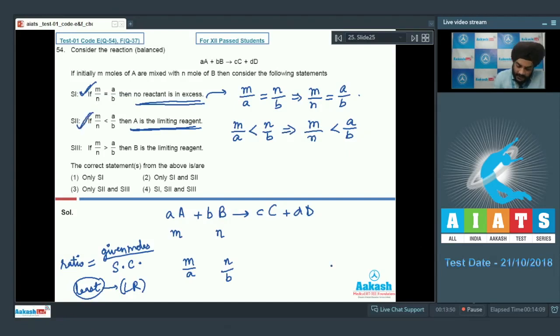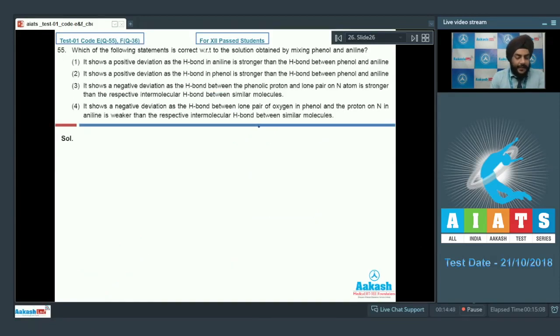Let us look at the third option, for B to be the limiting reagent. This sign has to be just opposite of what we had calculated before. So in this case, m by n should be greater than a by b, which is also correctly given in the third option. So students, all three of these given statements are correct. So we have to mark option 4 as the answer for this question. Let us look at the next question, question 55.